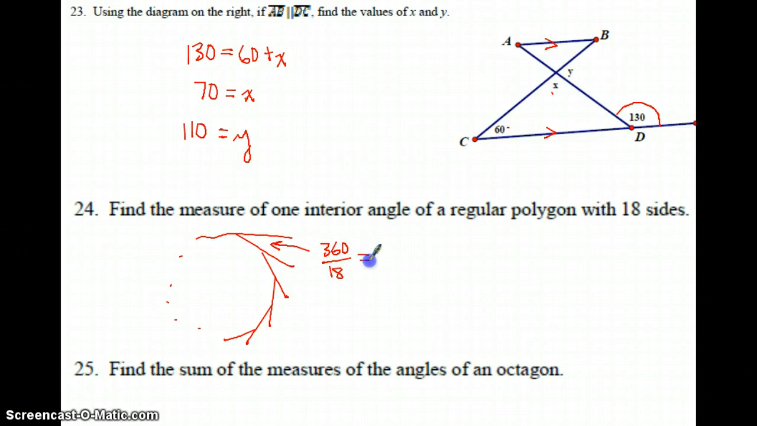360 divided by 18 is 20. Now remember, that's the exterior angle. So the interior angle is the one I care about. Well, if that part's 20, this part has to be 160 because it'd be supplementary.